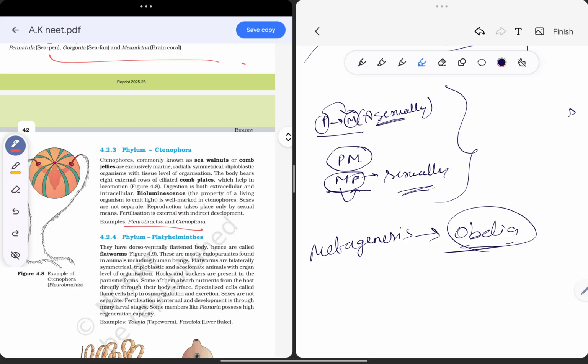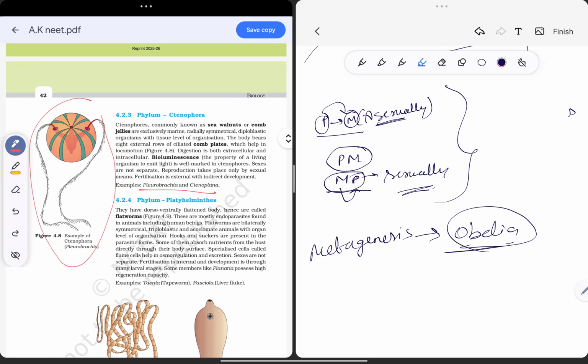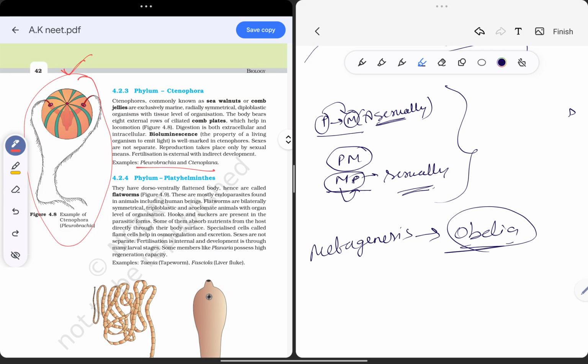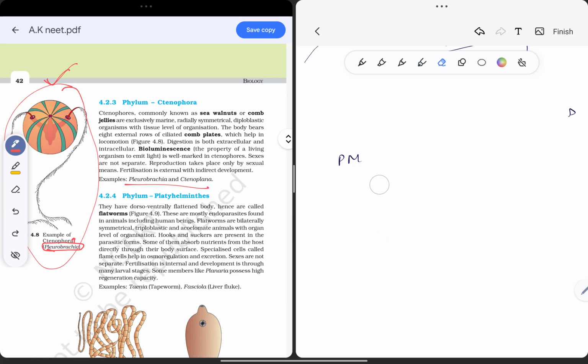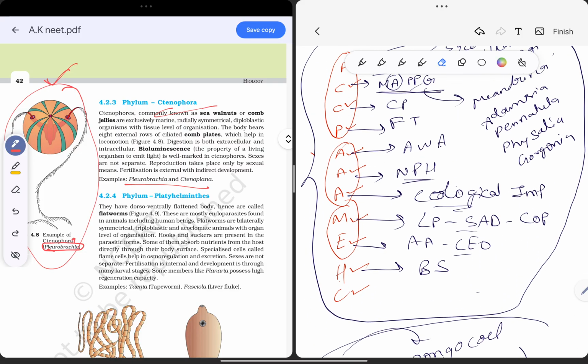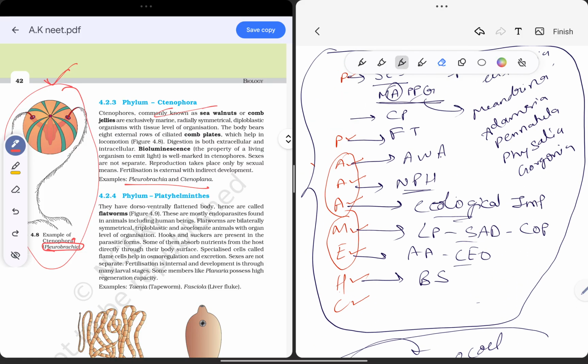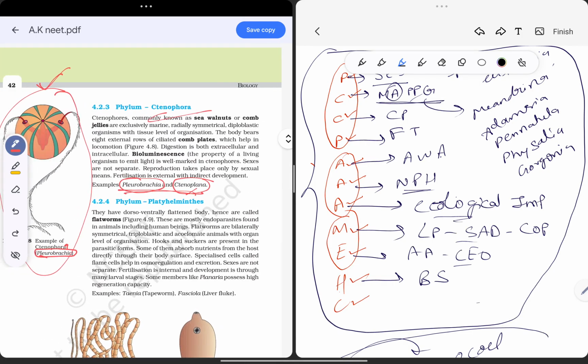The examples you should remember. Next one is Ctenophora. This diagram you should remember, they might ask you. This is the diagram of Pleurobrachia. Pleurobrachia is an example of Ctenophora. The examples of Ctenophora again I'll show you. See, C for Coelenterata, the other C for Ctenophora. I wrote CP. C means Ctenoplana, P means Pleurobrachia. Try to remember the shortcuts, it will help you in the exam. Or you can remember this directly if you can.